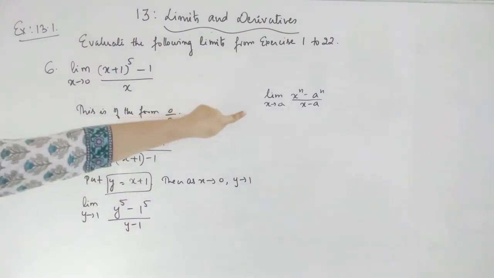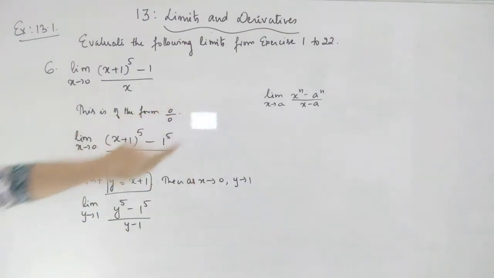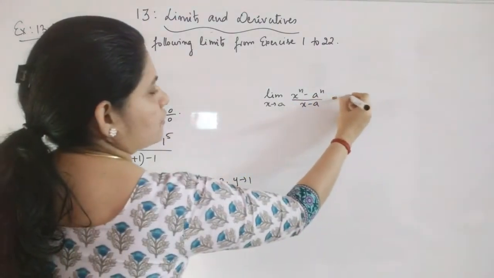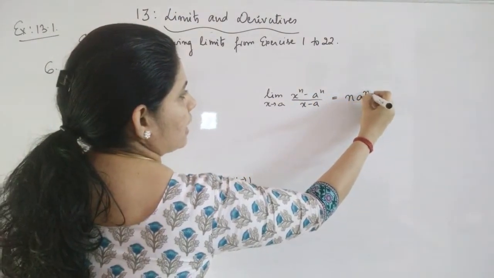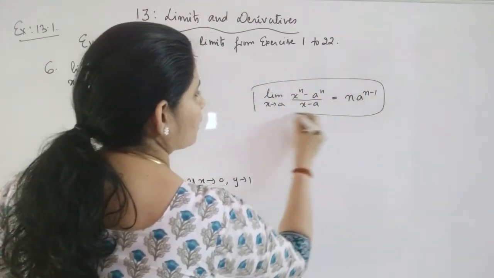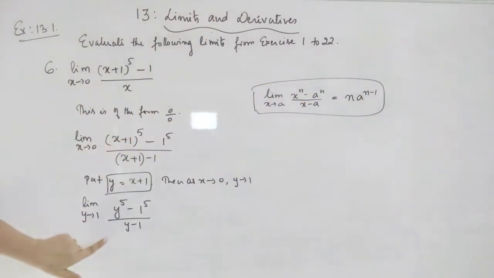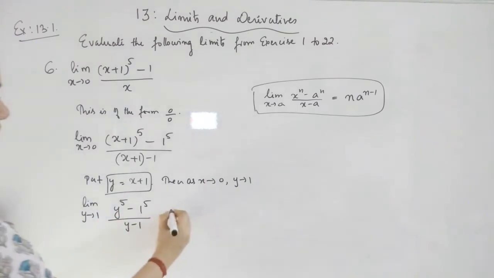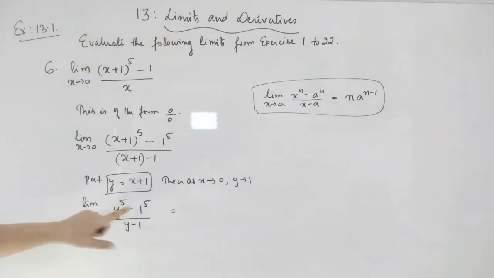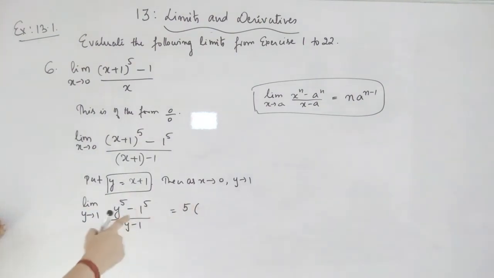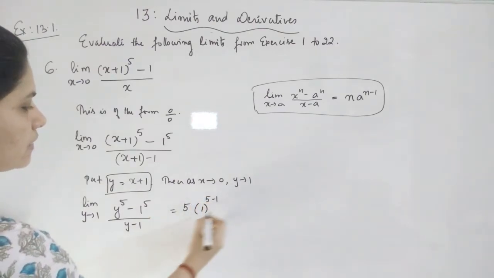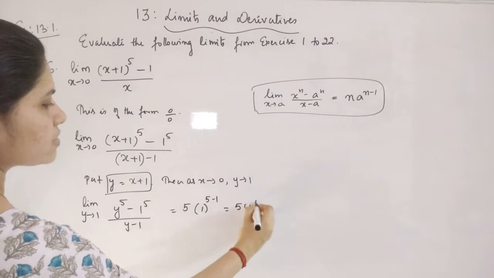Now you just go through this one, just compare. That means when it is in this form, the answer is n a raised to n minus 1. Now you can again apply this result to this form, because it is in the form x raised to n minus a raised to n divided by x minus a, where limit x tends to a, right, y tends to 1. So this will give you n, which is 5, into a, instead of a you have 1, raised to n minus 1, 5 minus 1, which is equal to 5 into 1 raised to 4.